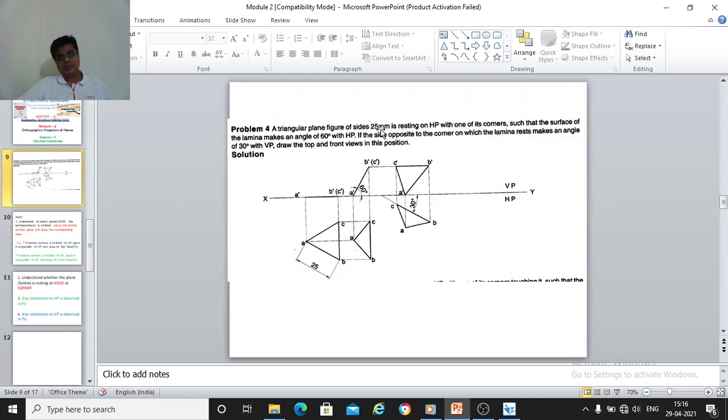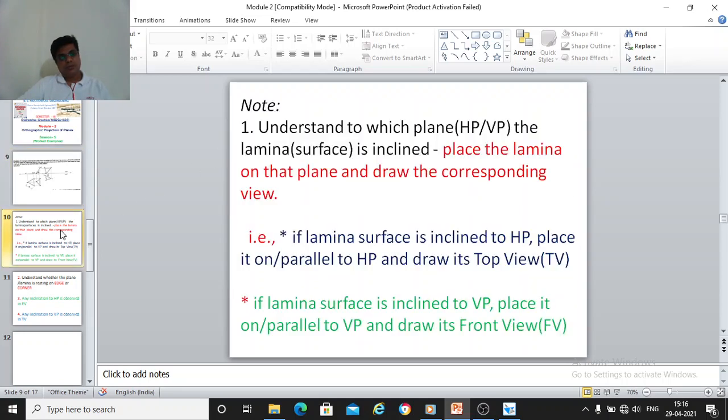Then what is the size? Size is 25 mm, right? Then you should understand on which plane the surface is inclined, whether the plane is inclined to HP or VP. I told you this in the last session. If the surface is inclined to HP, then you should draw the top view first. If the surface is inclined to VP, then you should draw the front view first.